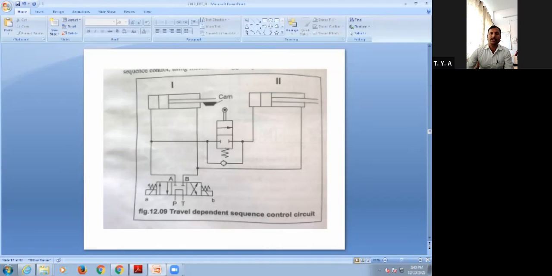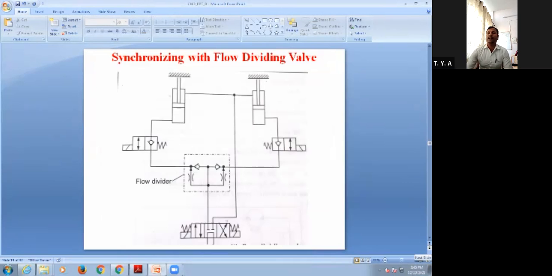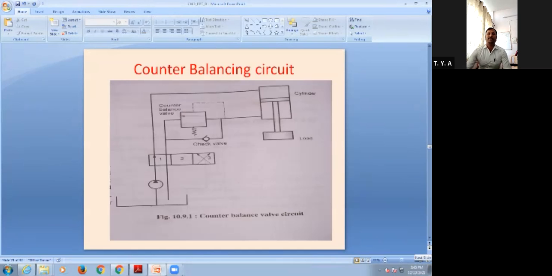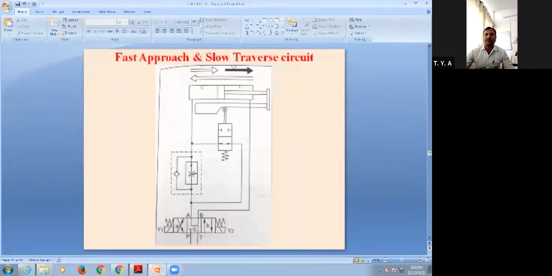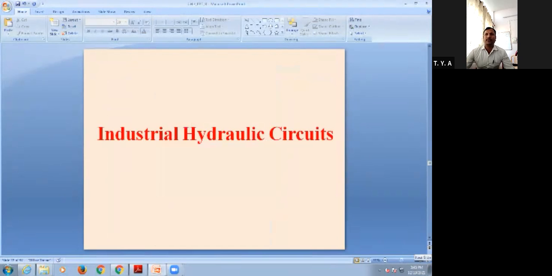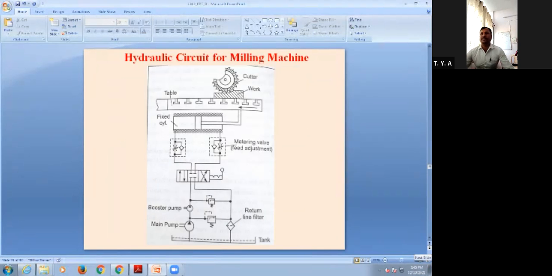Whatever you have learned in chapter number 1, 2, its application means all these circuits. And what is this circuit diagram? It is just a connection or combination of all the symbols. We have seen this grinding and milling.